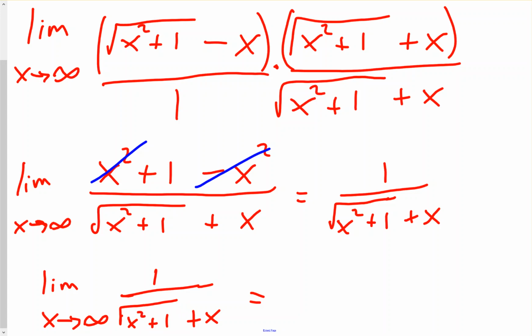Think big picture here. The square root of an x squared is basically like an x, with a little tiny piece extra. So this denominator is going to grow. You have basically 1 over x plus x, which is like 1 over 2x. That's going to grow without bound, so that means 1 over something really big. This is going to be 0.